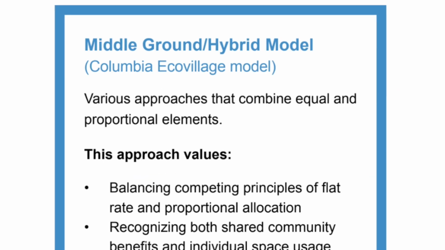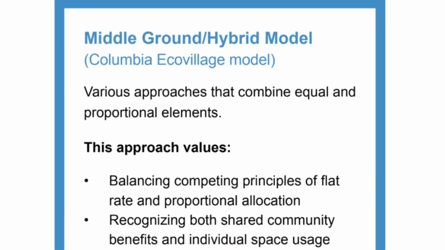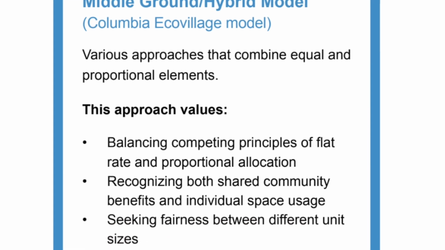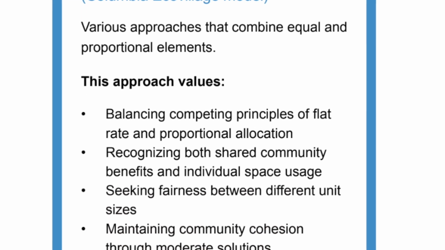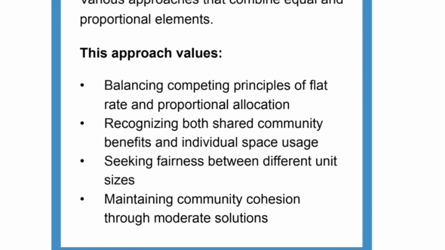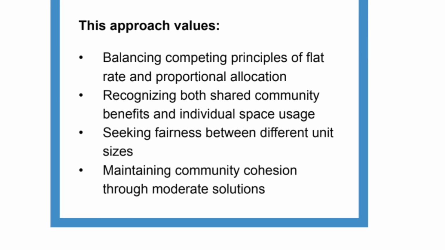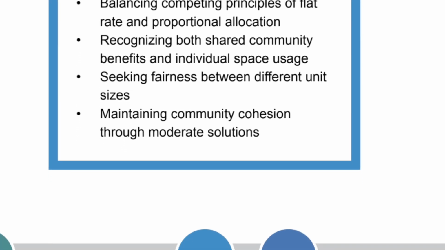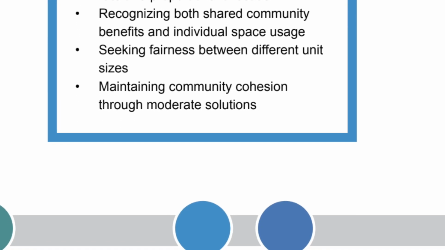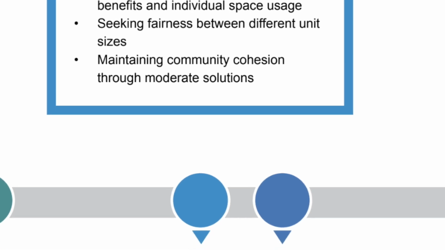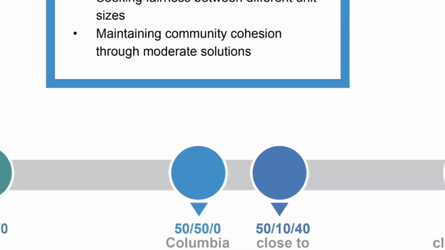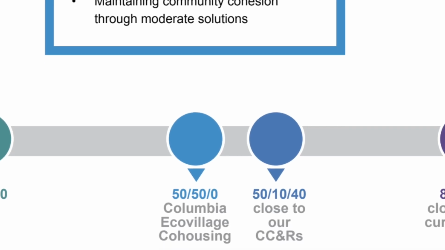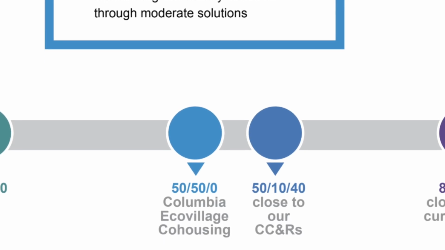units. In the hybrid or mixed approach model, which lies somewhere in between, it's a combination of flat rate and proportional elements coming together. The values emphasized are balancing competing principles of flat rate and proportional allocation, recognizing both shared community benefits and individual space usage, seeking fairness between different unit sizes, and maintaining community cohesion through moderate solutions.